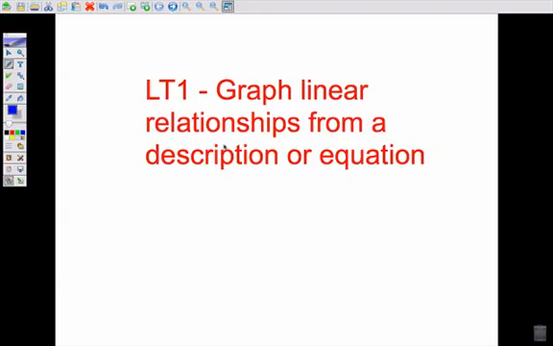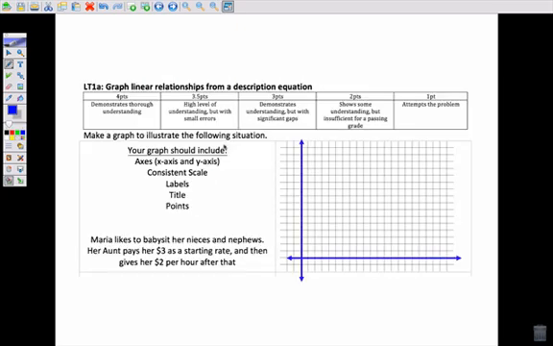Okay, here is your retake video for learning target 1. Graph a linear relationship from a description or from an equation. Okay, here was the first problem on your test. It was related to learning target 1. And here we have to make a graph of this description.